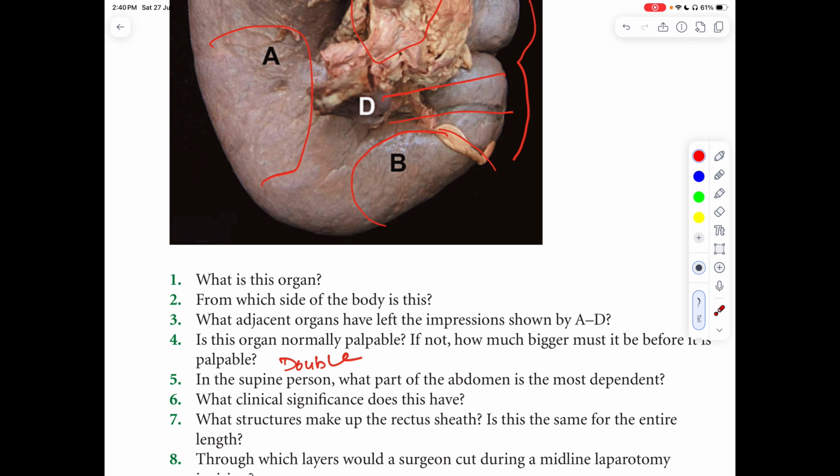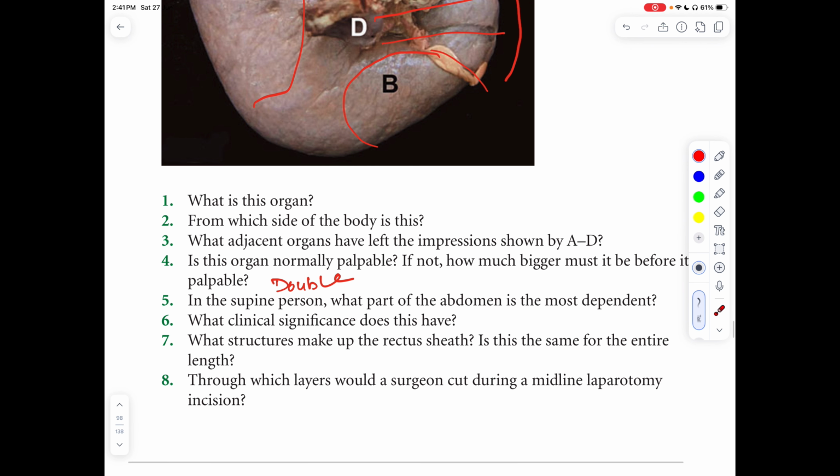In the supine position, what part of the abdomen is most dependent? Morrison's pouch, the hepatorenal pouch. What collections happen here? What structures make up the rectus sheath? Above the arcuate line, the rectus sheath is formed by anterior and posterior layers. Through which layers do you go during a midline laparotomy? The skin, subcutaneous tissue, linea alba, transversalis fascia.